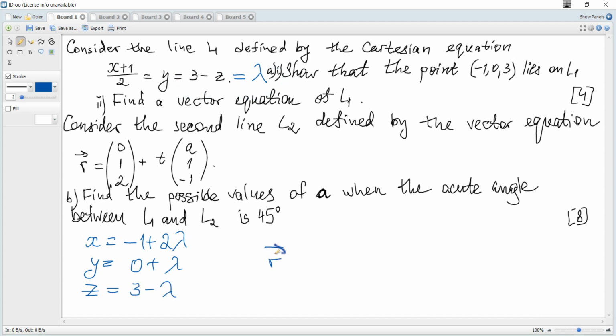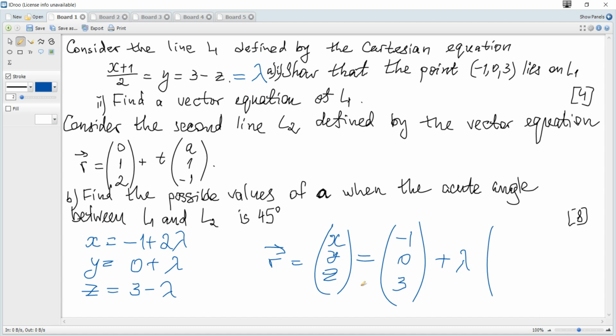Hence, the position vector of any point on the line is (x, y, z), and it is equal to (-1, 0, 3), the position vector of some point on the line, plus the parameter times the direction vector of this line, and we can see that it's (2, 1, -1).